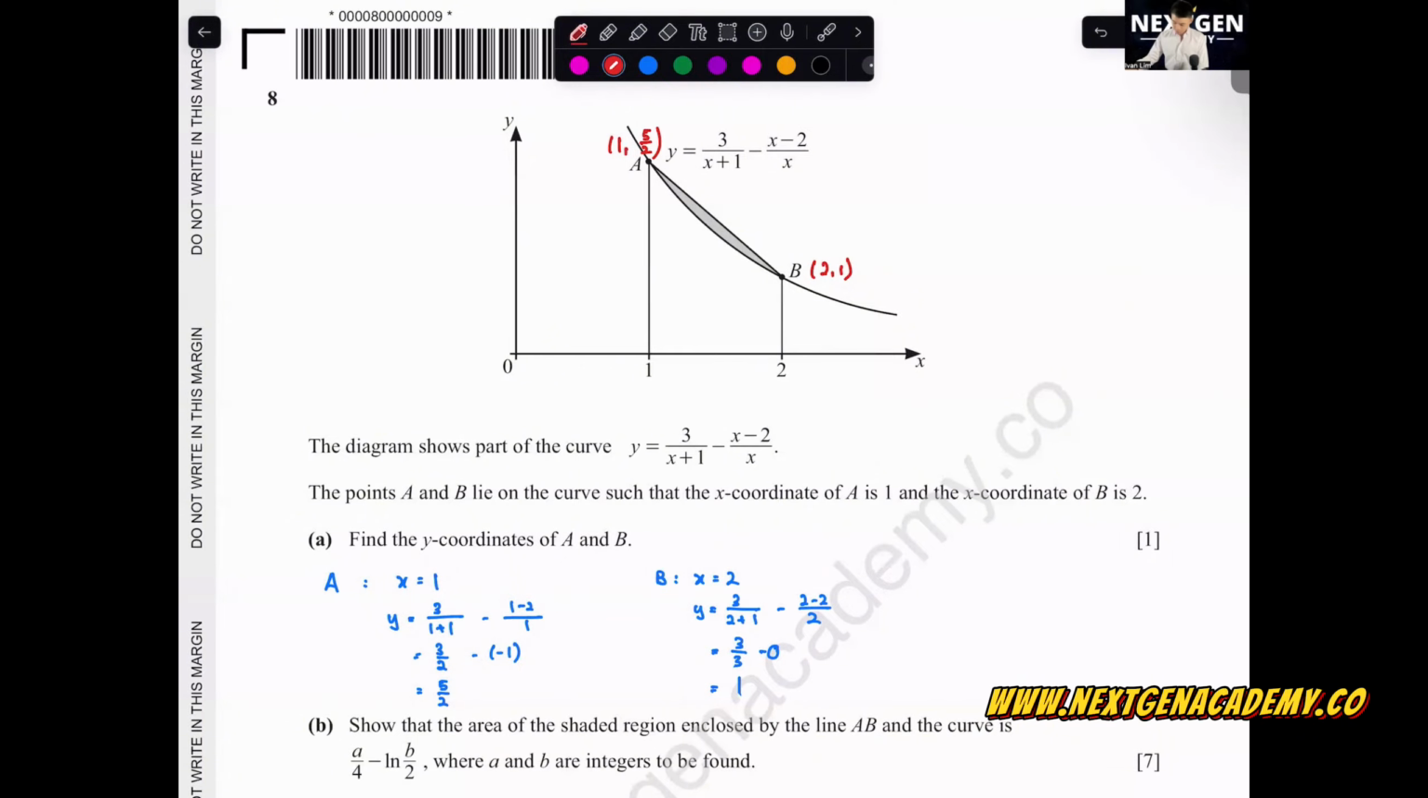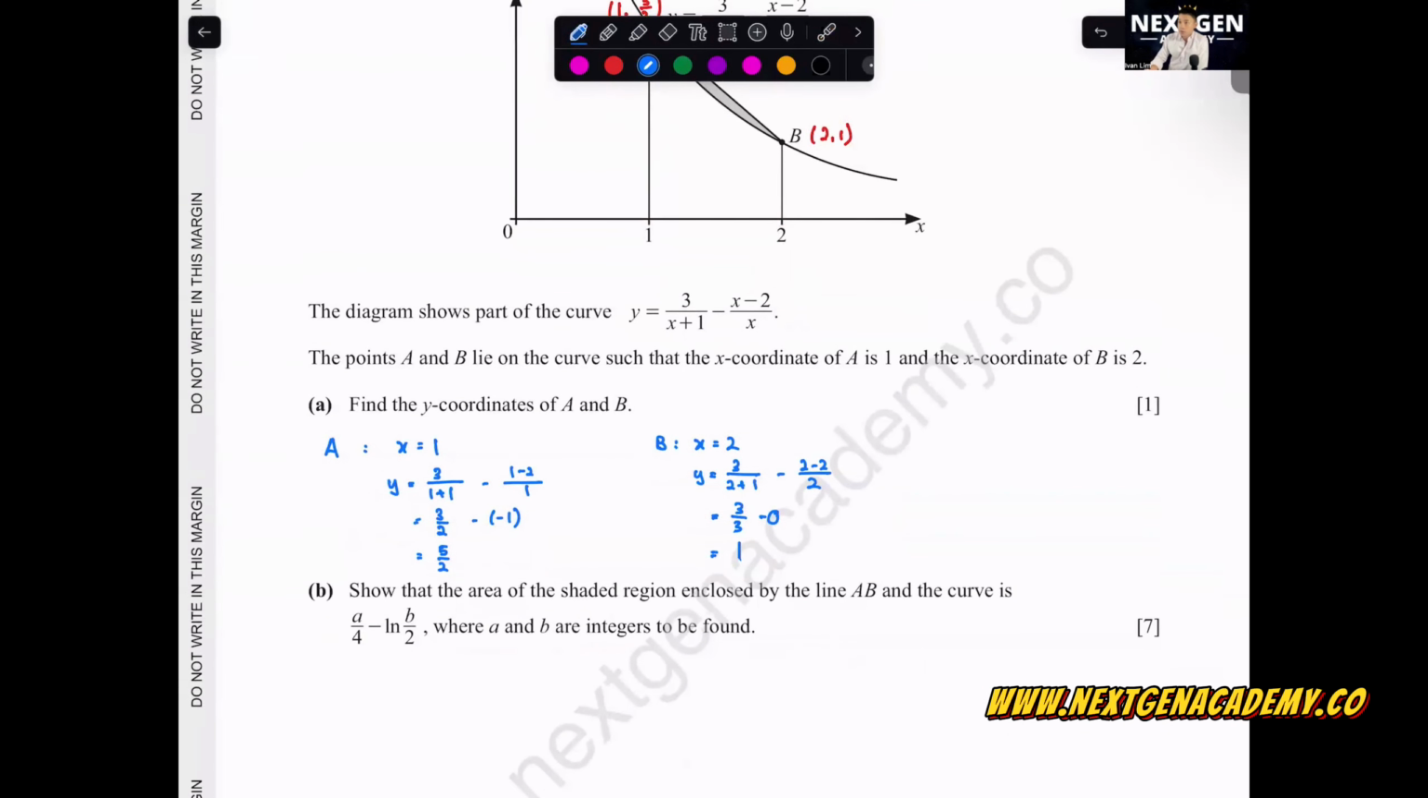Okay, next one. Show that the area of the shaded region enclosed by the line AB and the curve is A over 4 minus ln B over 2, where we have to find A and B. So let's plan from the graph here. To find the area of the shaded region, we need to take the area of the trapezium minus the area below this curve from 1 to 2.